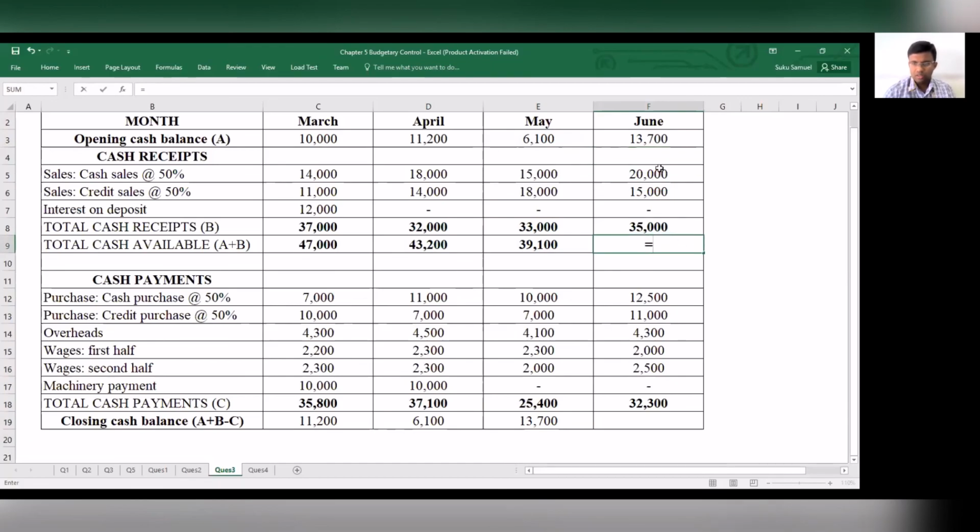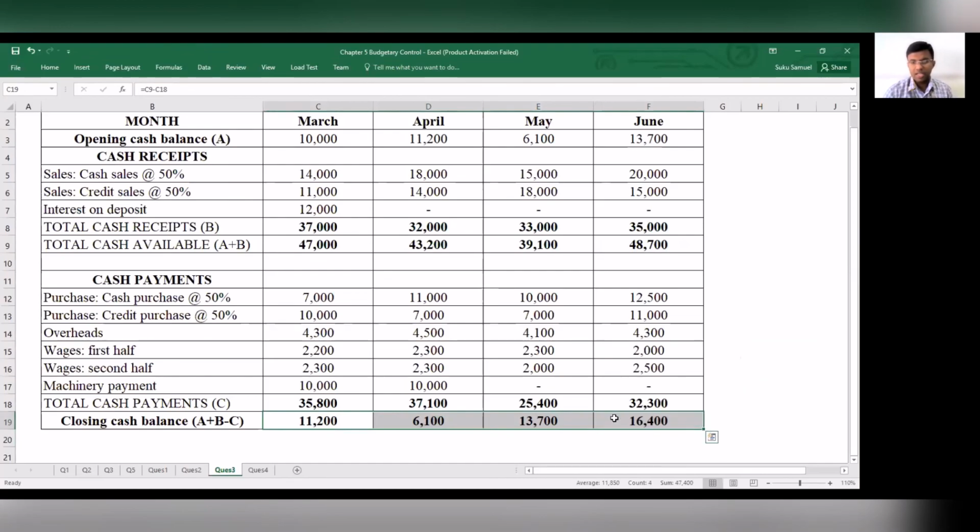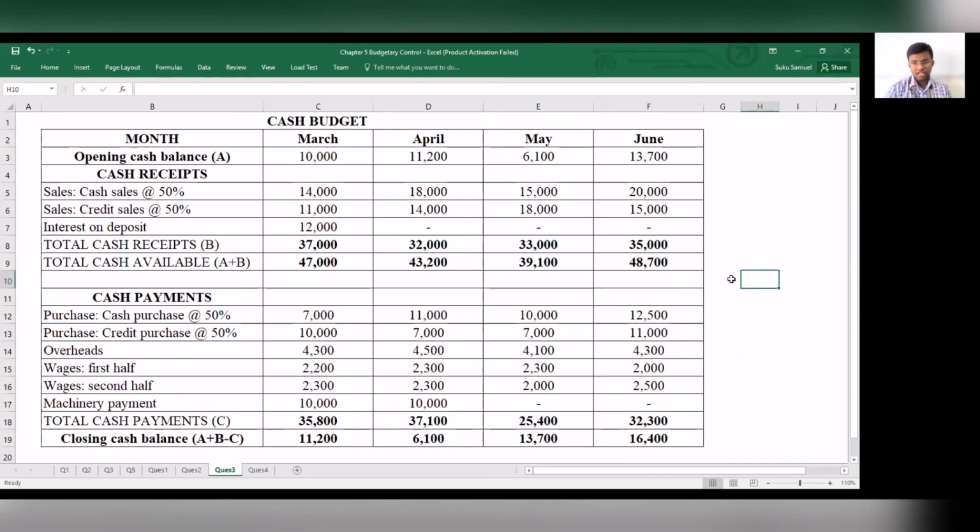13,700 plus 35,000, which will be 48,700. 48,700 minus 32,300, that will be 16,400. So this is your closing cash balance, and we have completed with the preparation of the cash budget for the month of March, April, May, and June. Thankfully, it is all positive values for us.